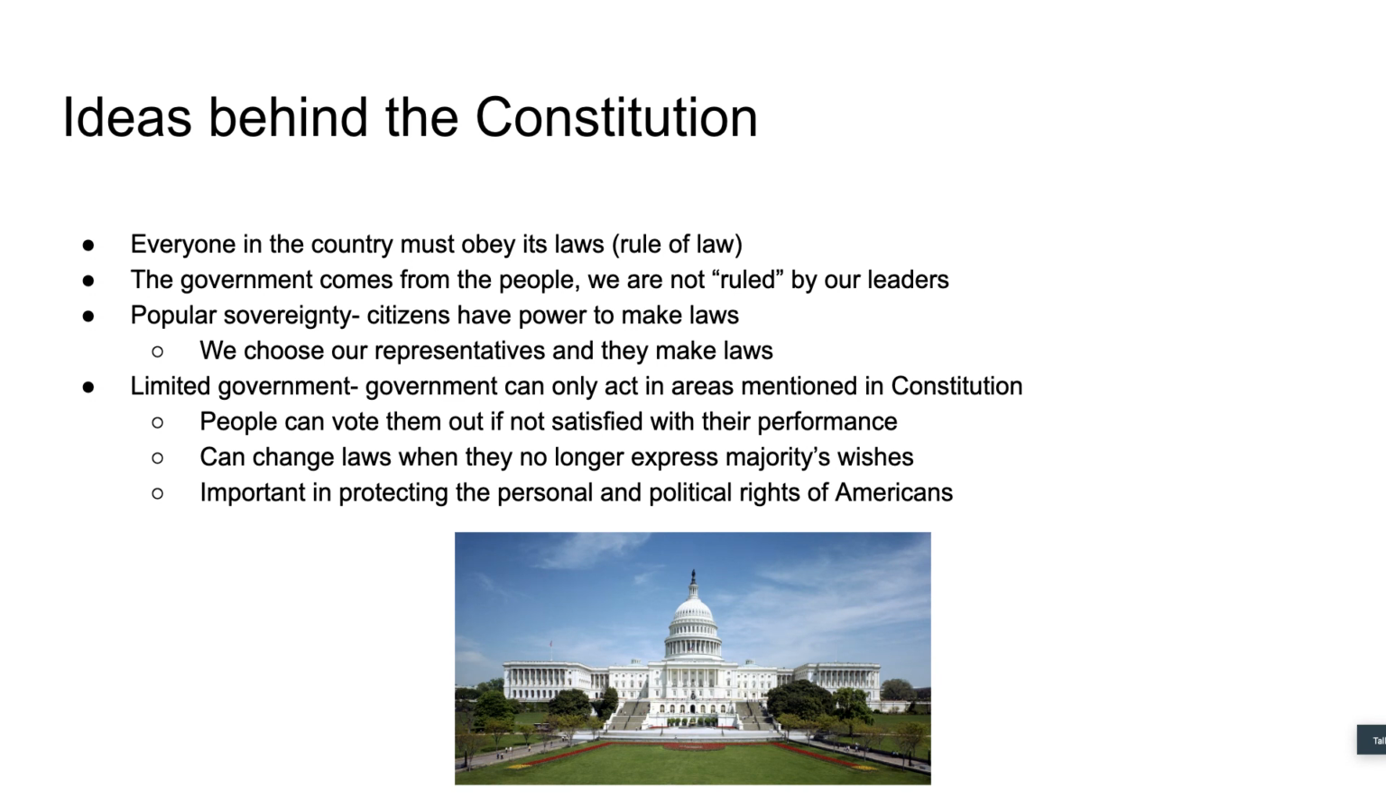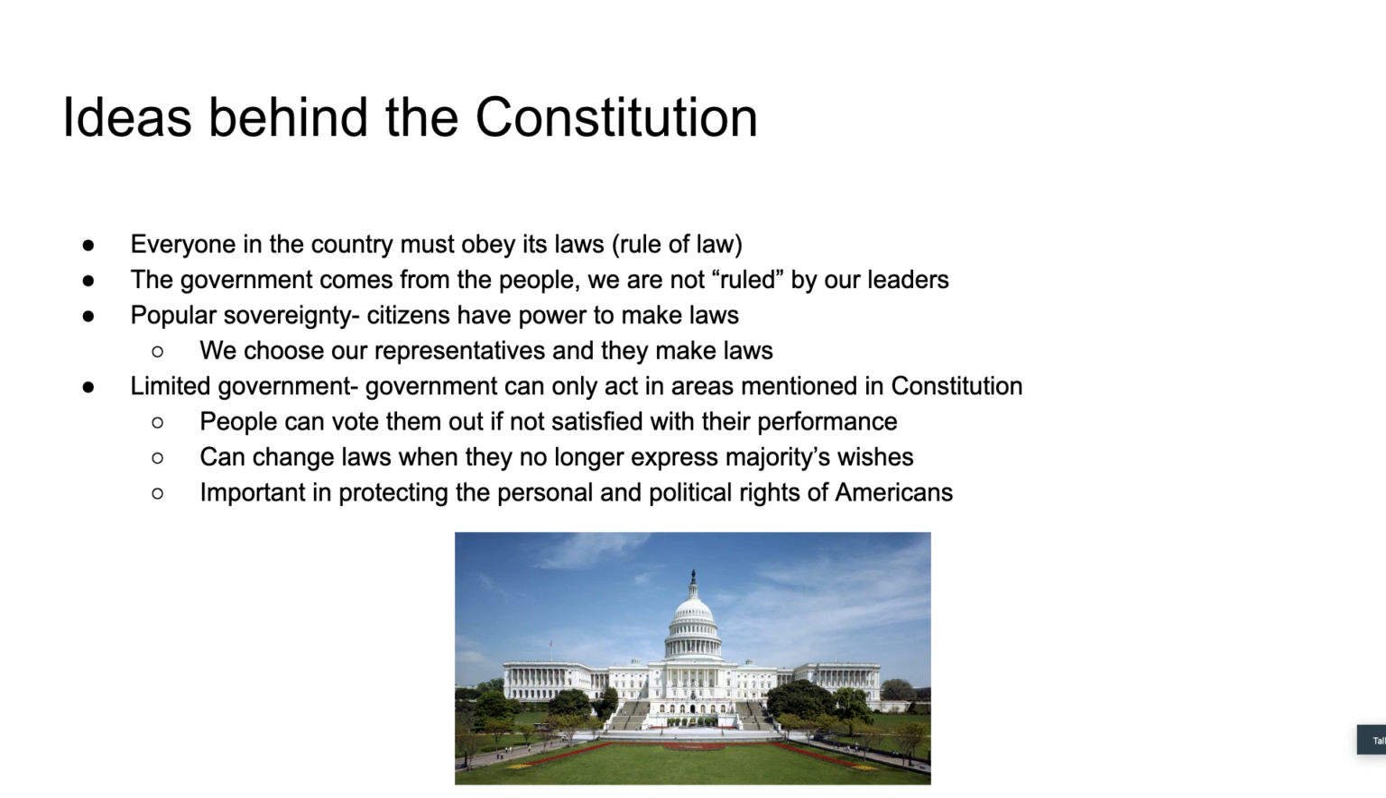The Constitution also calls for a limited government, and this goes back to the idea that we are not ruled by our leaders. In the Constitution, it mentions that the government can only act in certain areas. If we are not happy with their performance, the people can vote them out, kind of like impeaching a president or selecting a different congressman, or even our mayor.